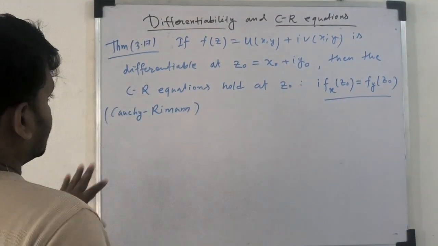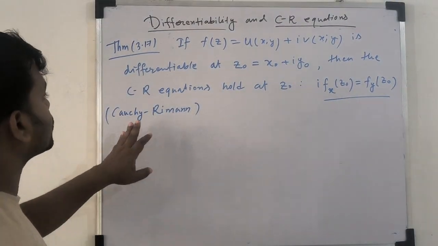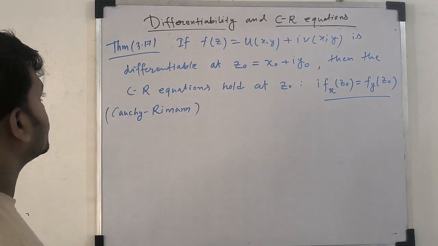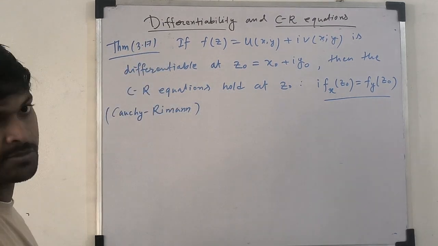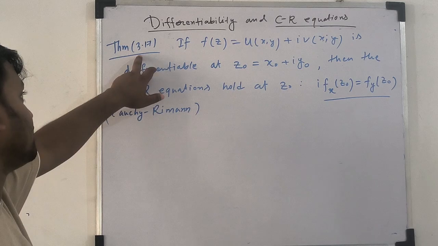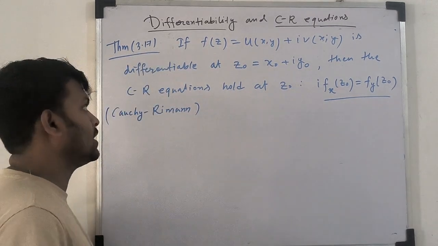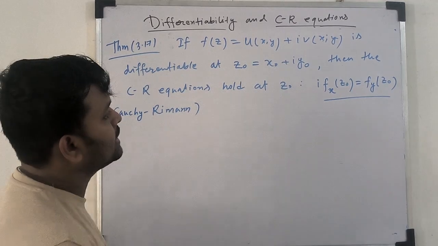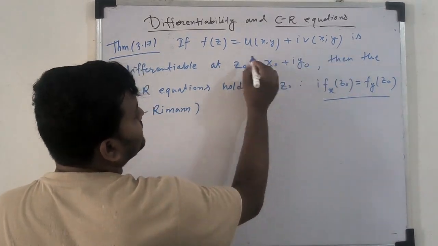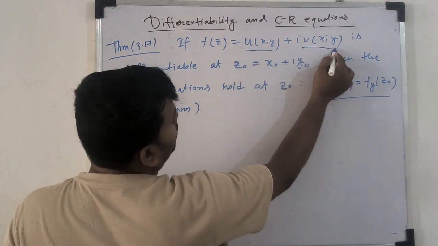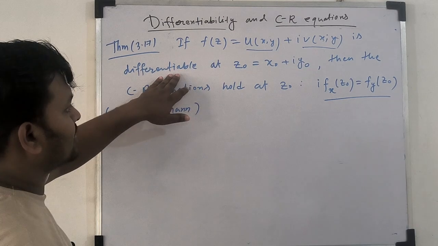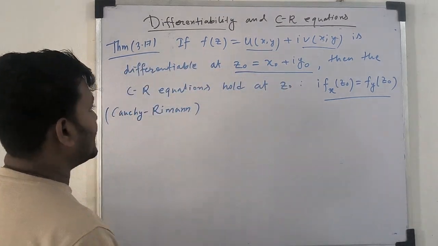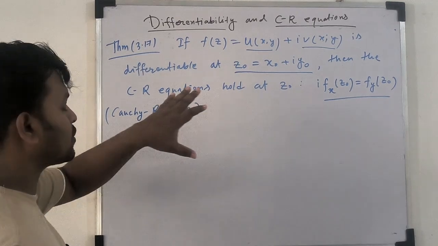So now we discuss this theorem which is related to the Cauchy-Riemann equations, called the CR equations. This is theorem 3.17. Remember the number of this theorem, 3.17. We will use it later. So if f(z) equals u(x,y) plus i v(x,y), a real function plus an imaginary part, is differentiable at the point z0 equal to x0 plus i y0, then the CR equations hold at this point. So the CR equations are satisfied.